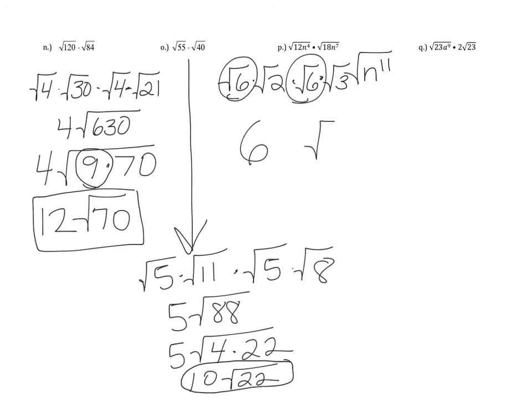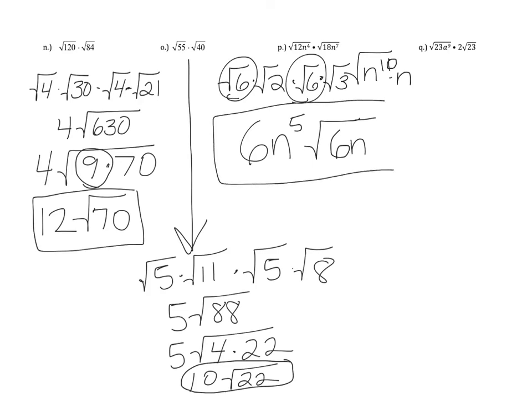So I'm going to leave some space because I need to pull out some variables here. So that's going to be 6 on the inside. Now, the square root of n to the 11th, well, that's the same as saying the square root of n to the 10th times n, right? Because it's odd. So you're going to leave an n on the inside. And then you're going to pull out and get an n to the 5th on the outside. So it's really just a method that I would use before I multiply.